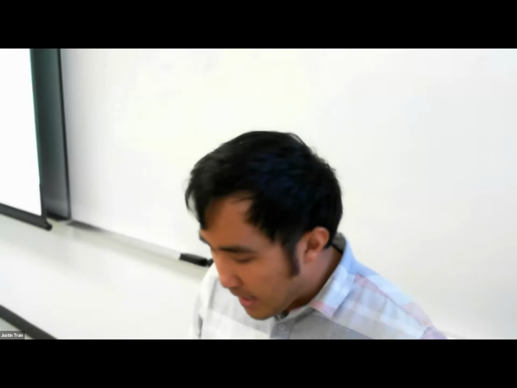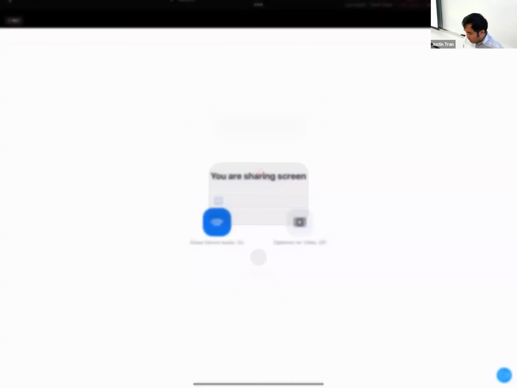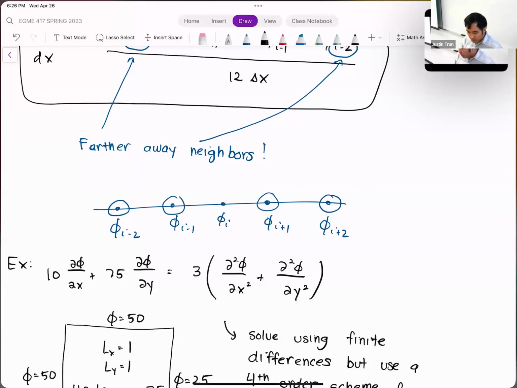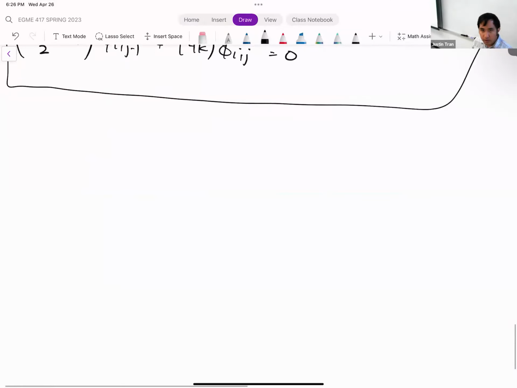All right, so that is a higher order scheme with finite difference. Of course, there is a higher order scheme for finite volumes as well. So we're going to start talking about that today. We're not going to have enough time to finish talking about it, but then we'll resume it on Monday.